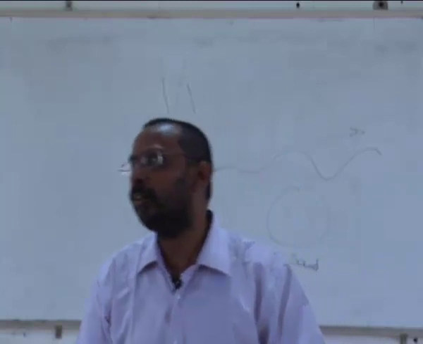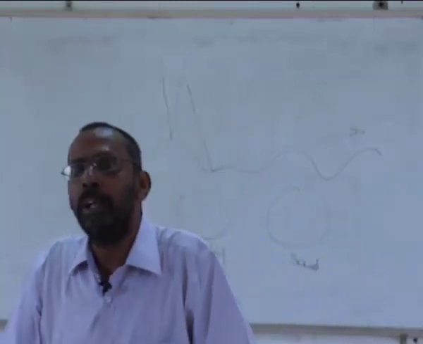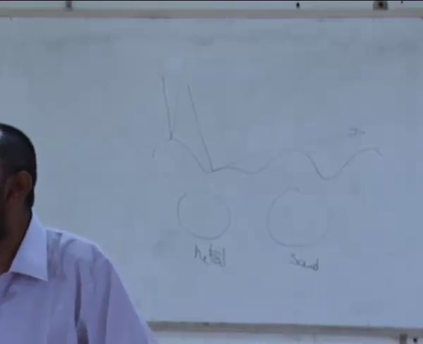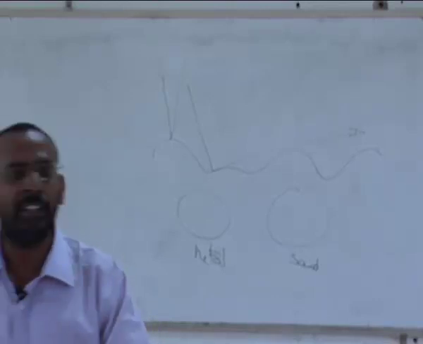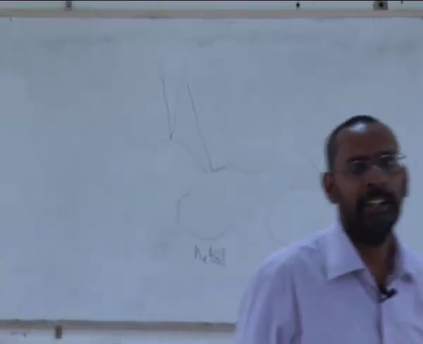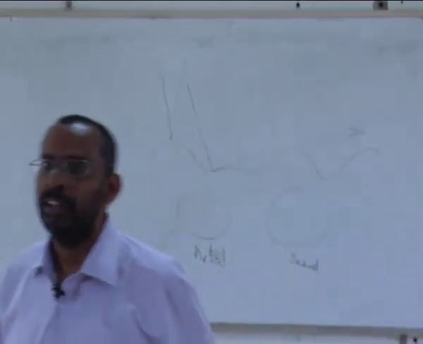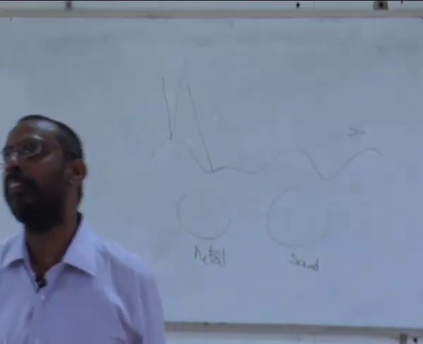Delta G is 0 at the melting point. What is the melting point? G of liquid equal to G of solid. That's the definition of melting point. The free energy of both the phases is equal. And when the free energy of both the phases are equal, then there is no solidification. Solidification will happen only when there is a driving force.